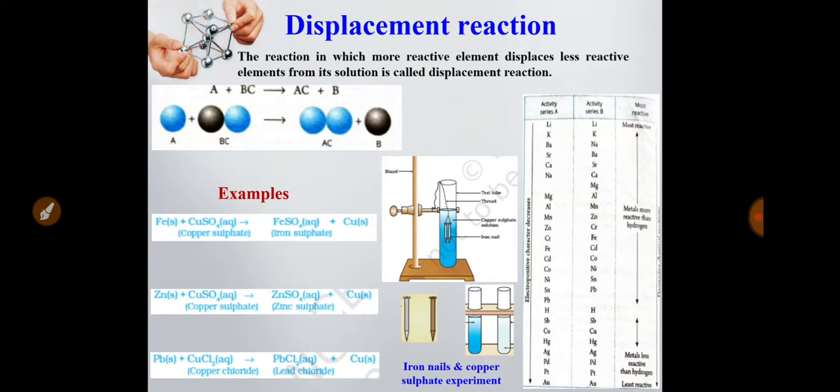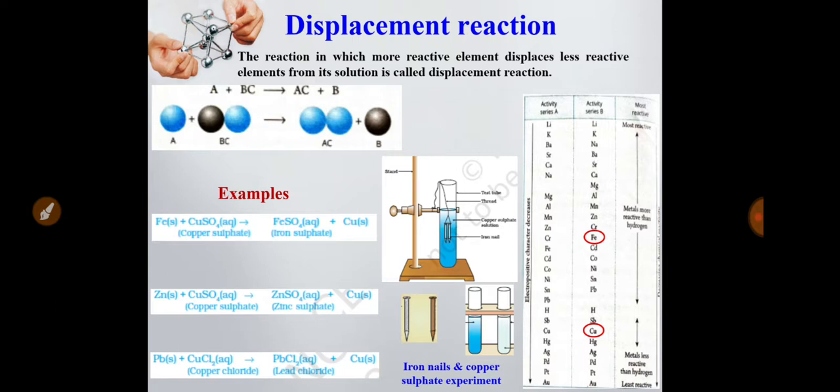So from this first example you can see that there are two metals, iron and copper. You can see the position of iron and copper. This is the position of copper, it is in the downside, and this is the position of iron, it is in the upside. So iron is more reactive than copper, so iron will displace the sulfate from copper sulfate.